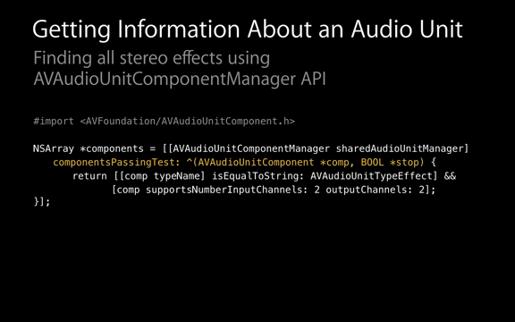And here I'm using the block-based search mechanism to find all components that pass a specific test. And in this block, I'm checking to see if the type name of that audio unit is equal to the preset string AVAudioUnitTypeEffect. And then furthermore, we're checking to see if that audio unit supports stereo input and output. You'll notice there is a stop parameter, so if you wanted to return only the first instance of the audio component matching this criteria, you could return YES, and the search would stop immediately.